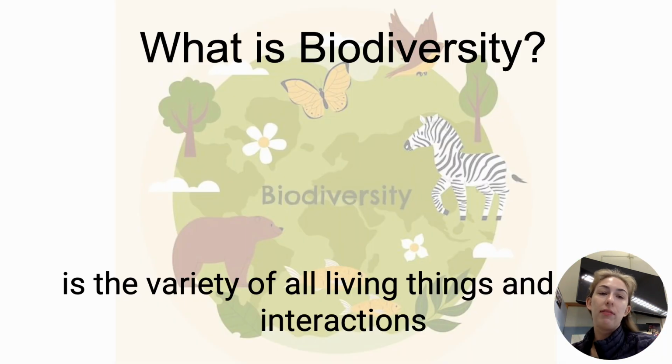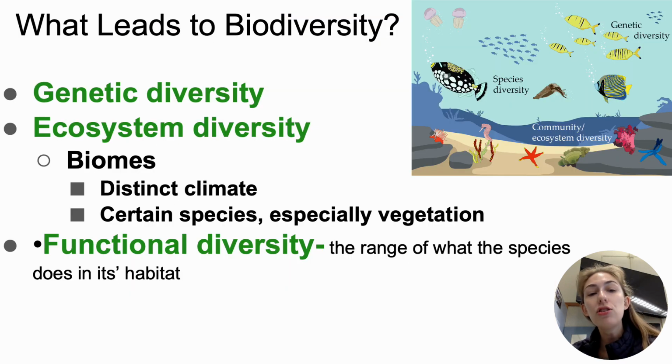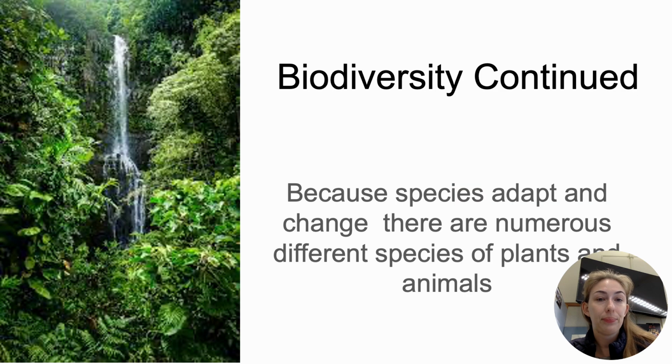So what is biodiversity? Biodiversity is the variety of all living things and their interactions. So living things and how they interact. Things that lead to biodiversity include genetic diversity, aka differences in alleles; ecosystem diversity, right? Biomes, distinct climates, certain species, and especially vegetation. Functional diversity is a range of what the species does in its habitat.